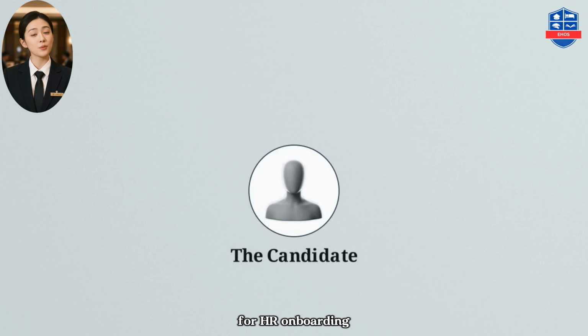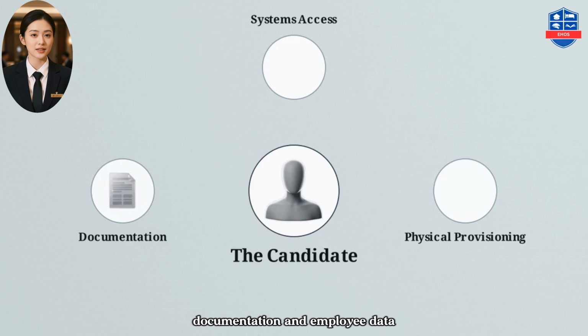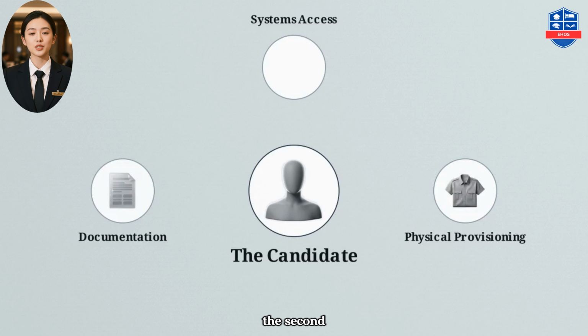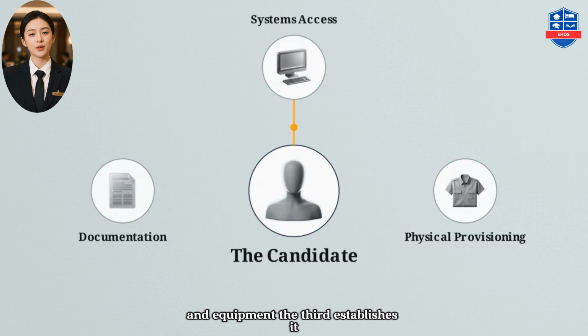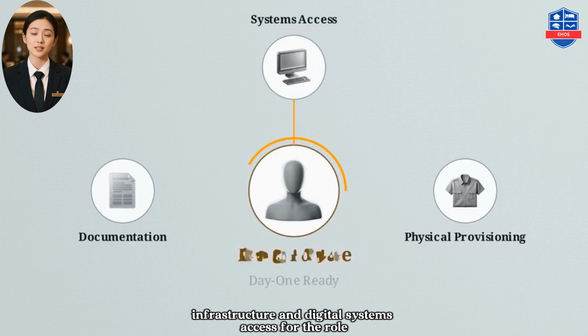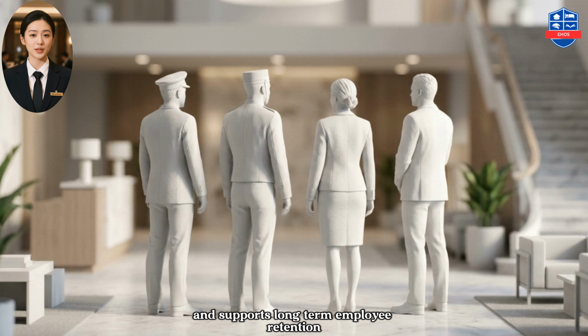For HR, onboarding is a logistical architecture of 3 operational domains. The first covers managing legal documentation and employee data. The second requires a physical supply chain for uniforms and equipment. The third establishes IT infrastructure and digital systems access for the role. Synchronizing these 3 domains protects the hotel's brand and supports long-term employee retention.